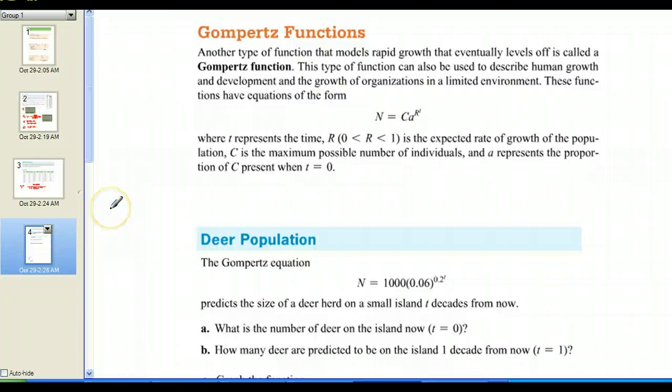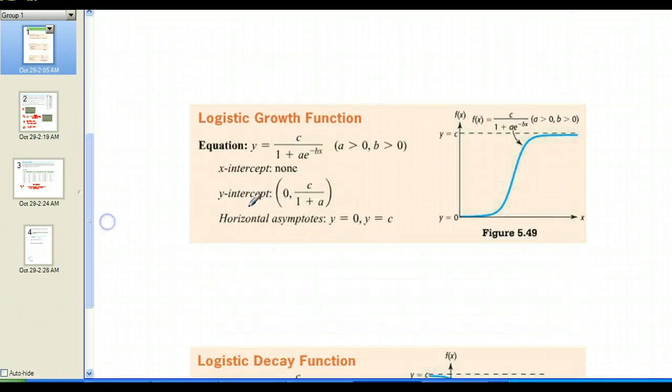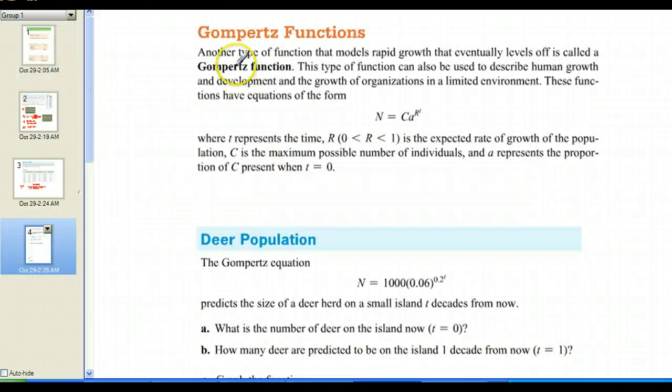Alright, and then the Gompertz functions are extremely weird in the fact that they have an exponent within the exponent. If you look at the logistic models we've been dealing with here, yeah, there's an exponent, and there's multiplication in the exponent. But the Gompertz functions have an exponent, and then that exponent has an exponent.